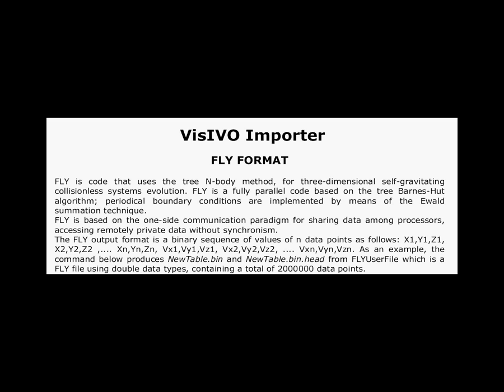and z; points 2, x, y, and z; points n, x, y, and z; and then there are the velocity fields Vx, Vy, and Vz for point 1, Vx, Vy, and Vz for point 2, and so on, Vx, Vy, and Vz for point n.